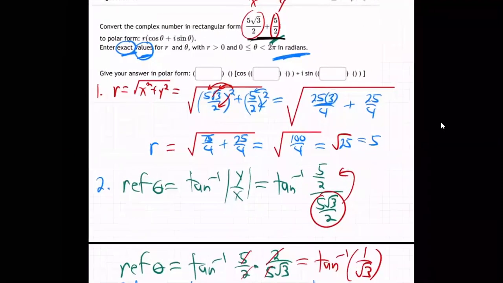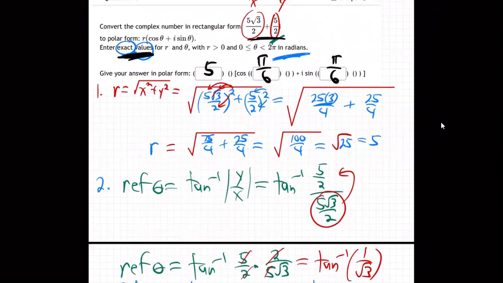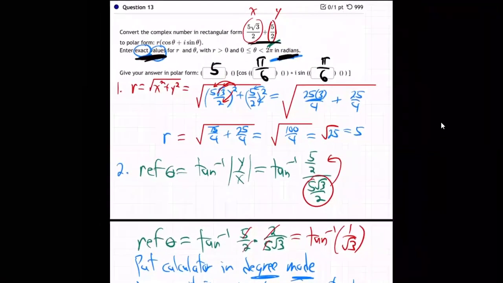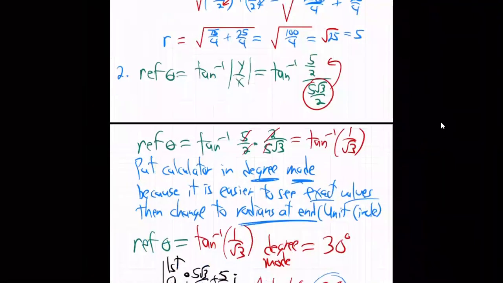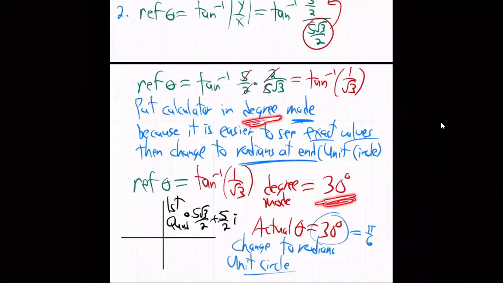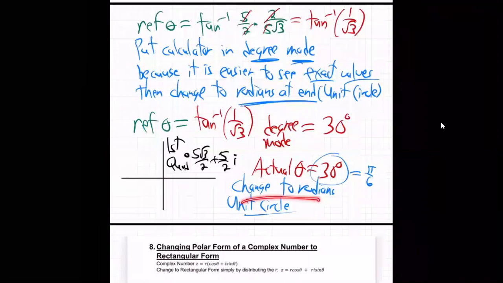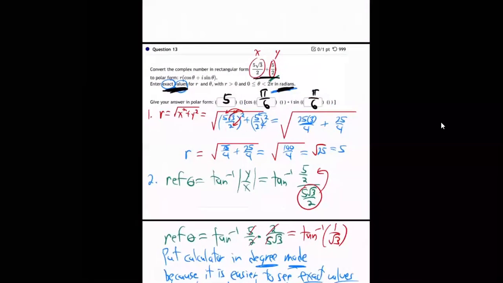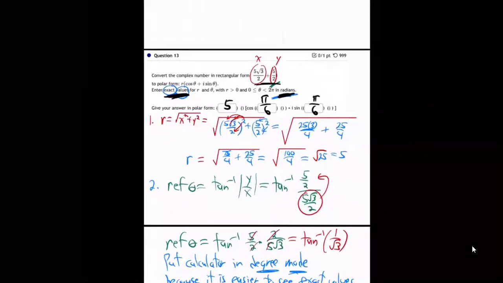So we go back, we say, okay, our r is 5, put that in here, and our angle is pi over 6. So there are exact values, no decimals, in radians. That's how we do this. Everybody seeing that trick? You do the reference angle with your calculator in degree mode, so you get a degree, which is more easily recognizable for exact values, then get the actual angle, which coincidentally is first quadrant here, and then change it back to radians on the unit circle. That's the easy way to get an exact value. And so there we go.